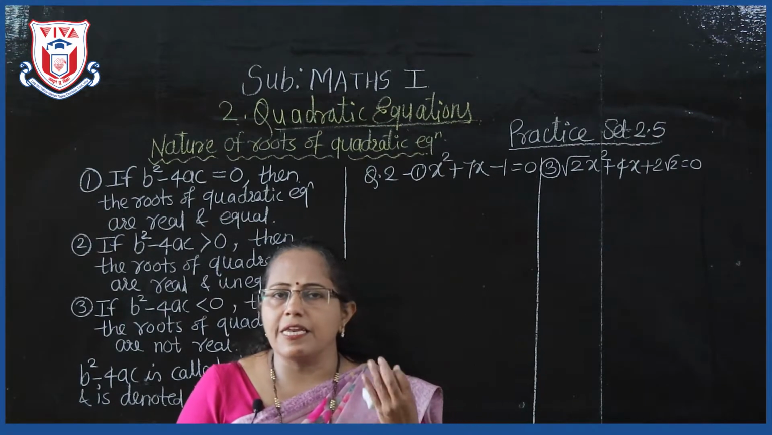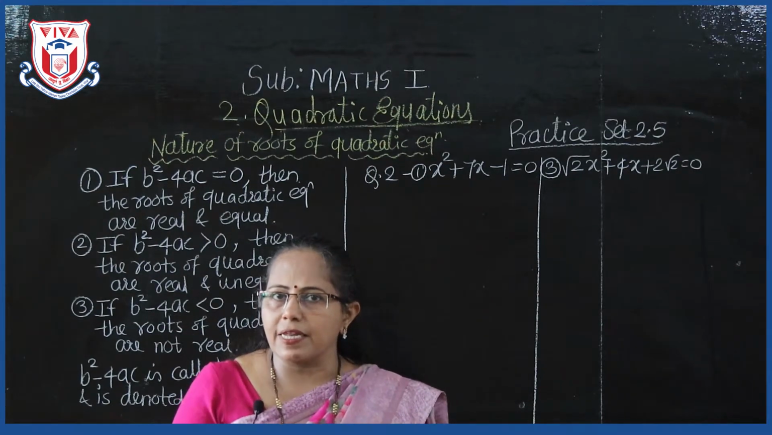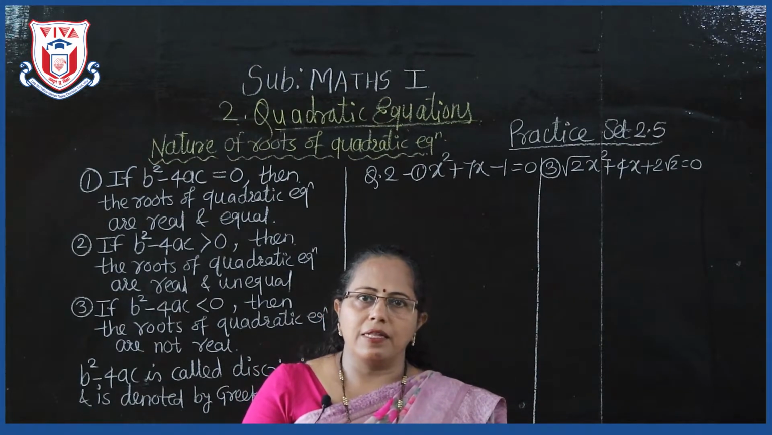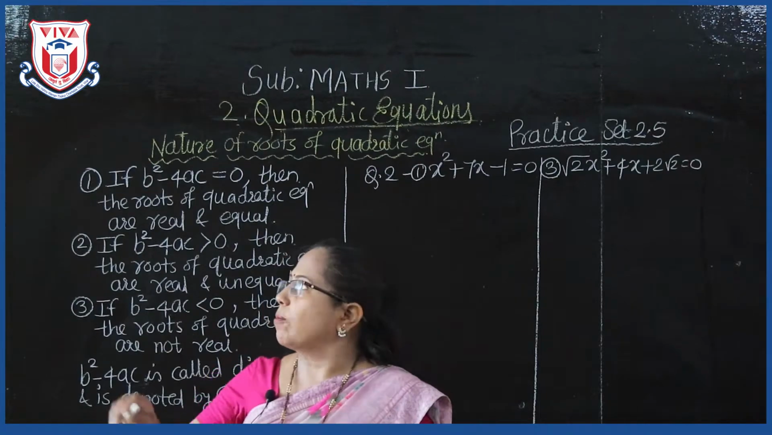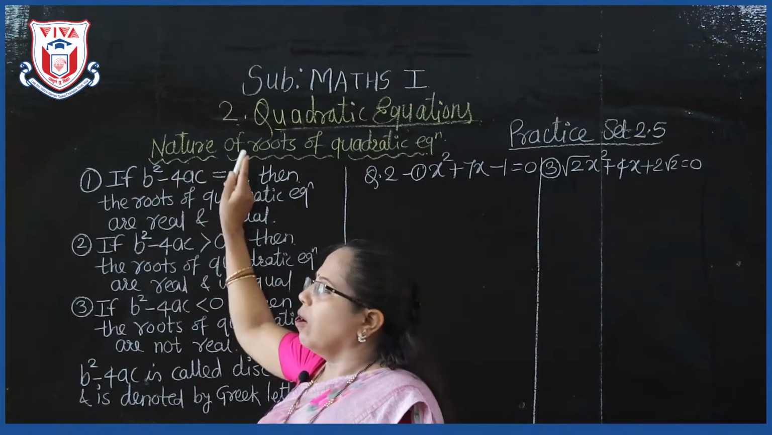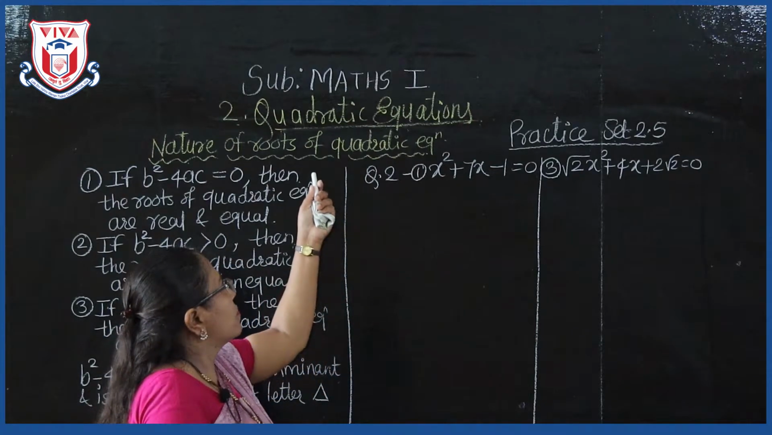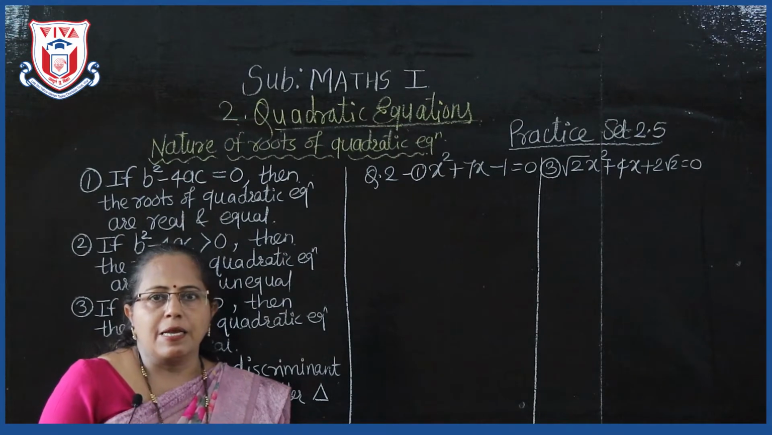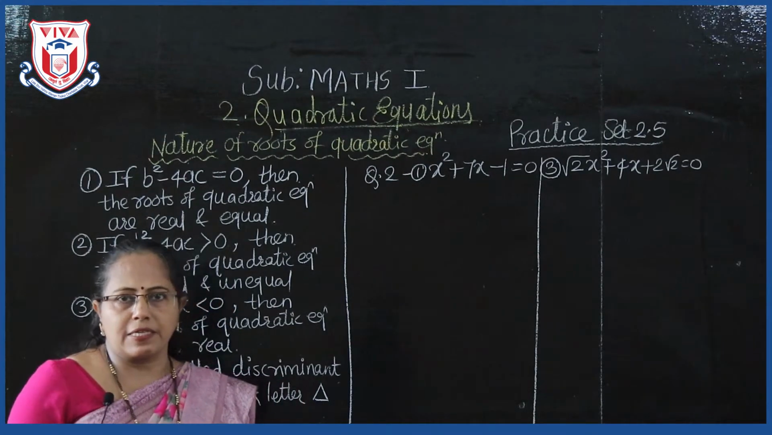Students, we studied three methods to solve the quadratic equation. First, factorization method, second, completing square method, and third, formula method. Now we will move to the next topic, nature of roots of quadratic equation. The nature of roots of a quadratic equation depends on the value of b square minus 4ac.